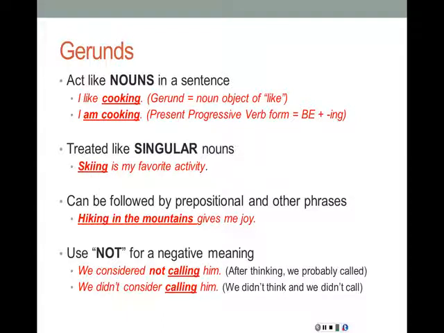If I want to make a gerund negative, I just add not in front of it. So we considered not calling him. That is different from we didn't consider calling him. When I say we considered not calling him, I mean after thinking or considering, we probably called, and we didn't consider calling him, we didn't think about it, and we didn't call.